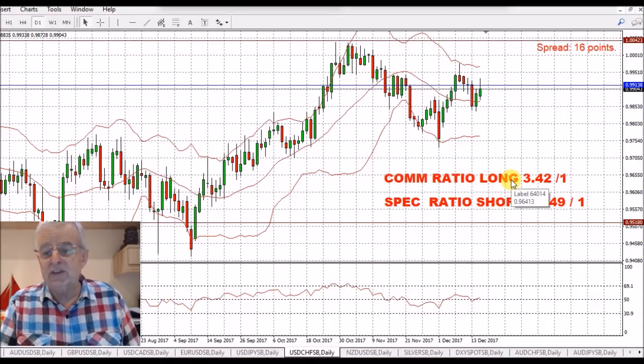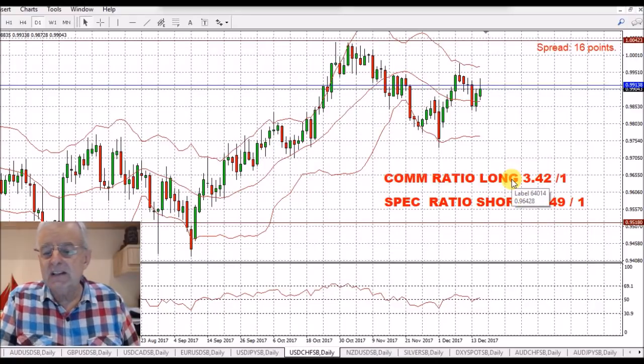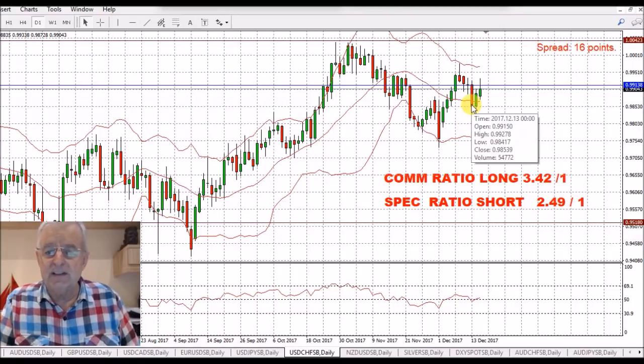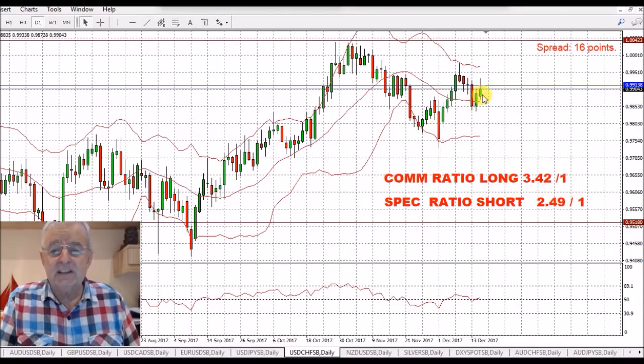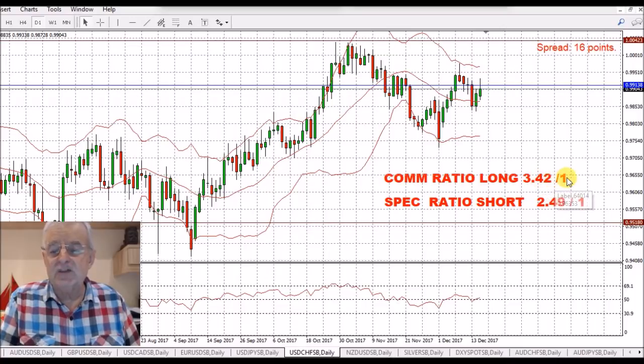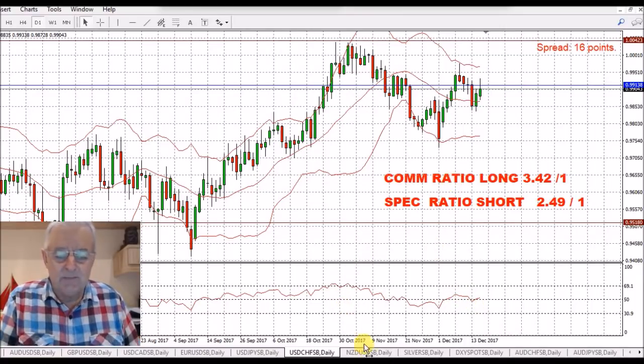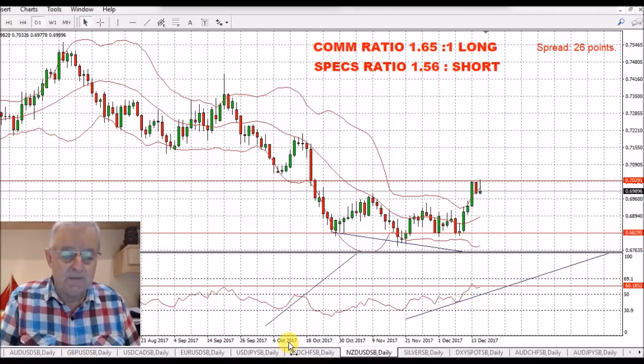The commercial ratio has reduced from 7 to 3.42, but it's still a fairly healthy position long. We've also seen an increase in open interest, so that's quite interesting. Much prefer it on the crosses, as I've said before, but if the Swiss franc is bullish on the dollar, then it should be at an extreme against other currencies. On this pair, we are slightly above the 50 at the moment, so we'll see where that goes, but I am quite bullish on the Swiss franc.